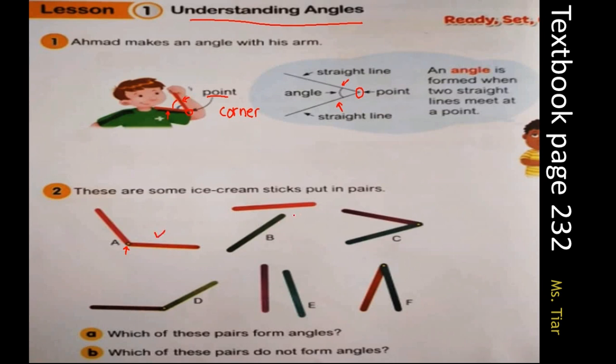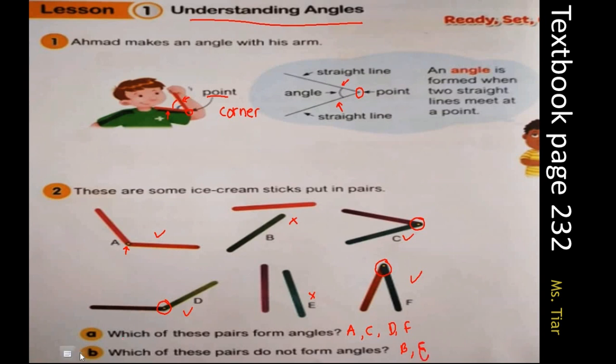B, do you see a point here? No, right? So it's not an angle. C, oh, this is the point, angle. Here D, this is the point. You get the angle. E, do you find the point? No, right? So F, we go over here, we find a point over here. This is an angle. So which of these pairs form angles? We can answer A, and then we write down C, D, and F. And which ones are not forming an angle? B and E. Do you understand?